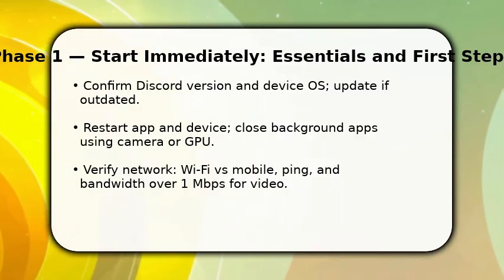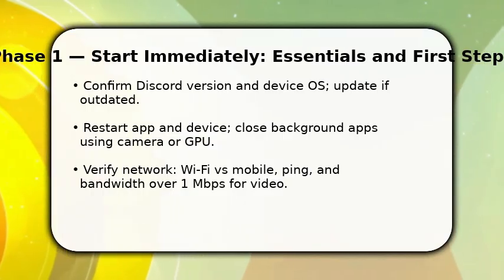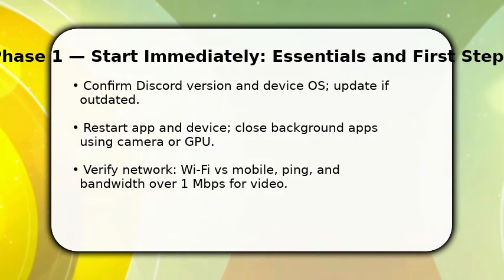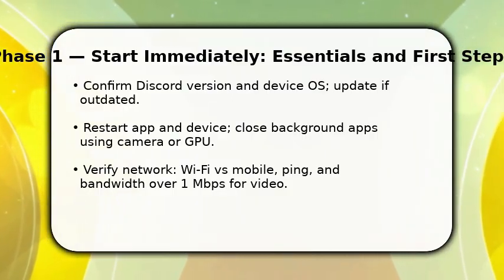Next, check the network, switch Wi-Fi or mobile, test ping and bandwidth. Low throughput causes stalls. If you use a VPN, disable it temporarily, because routing changes can block video streams.